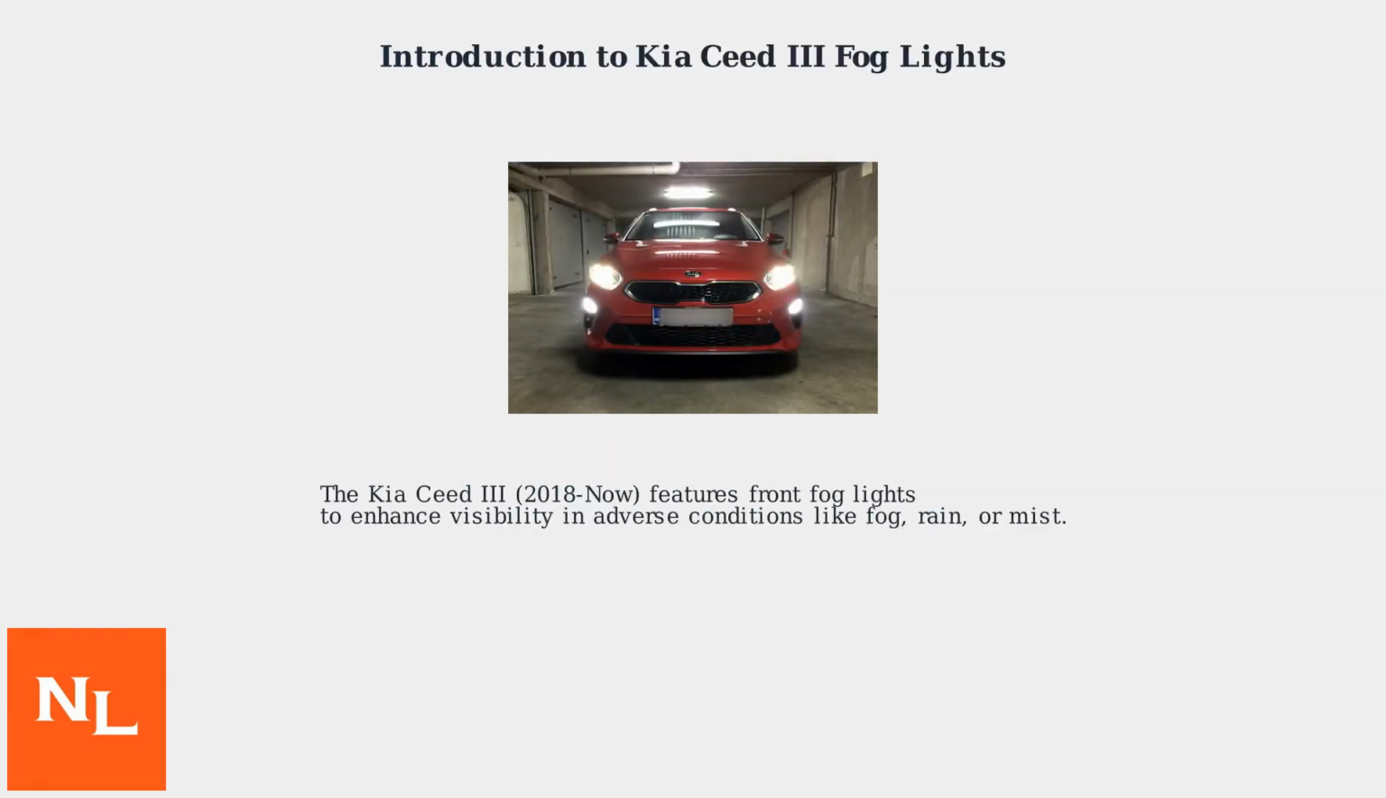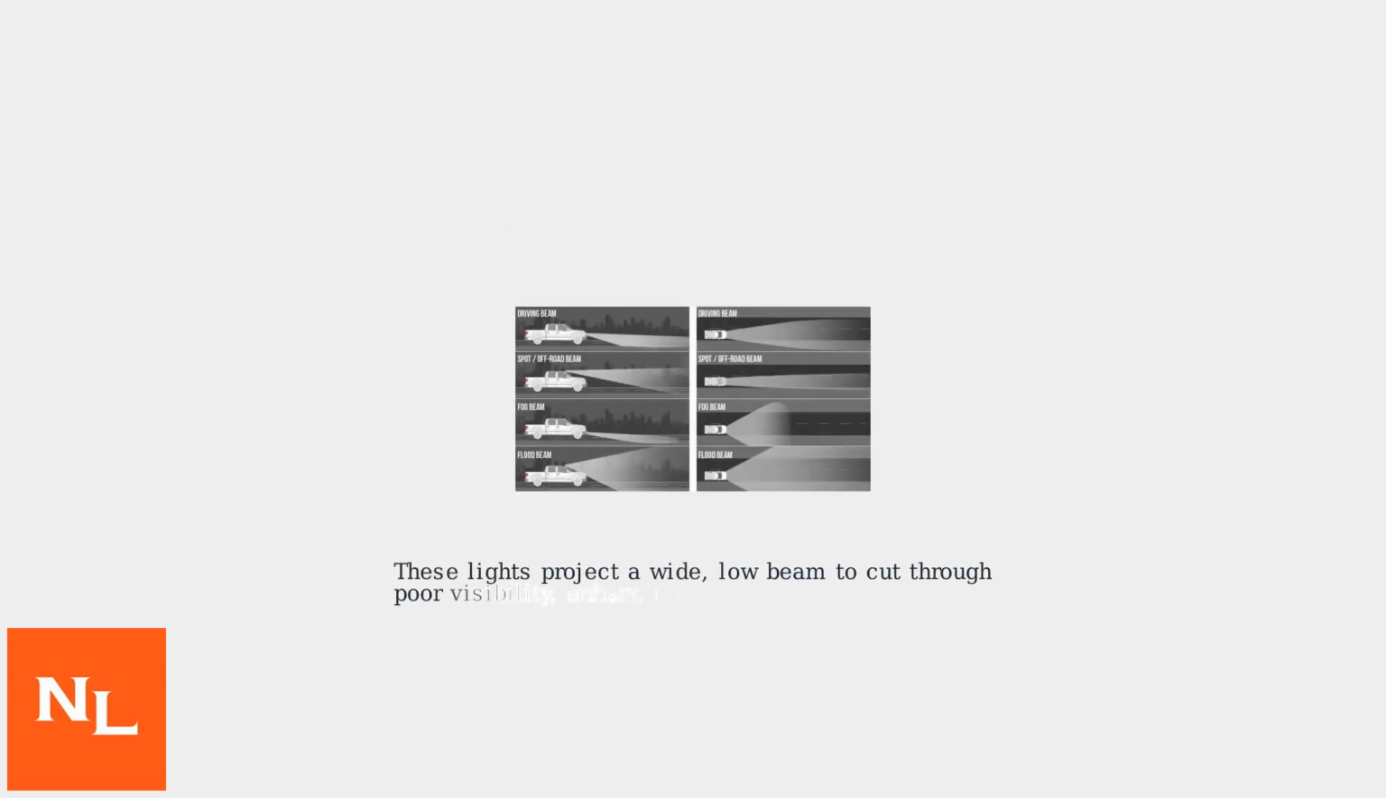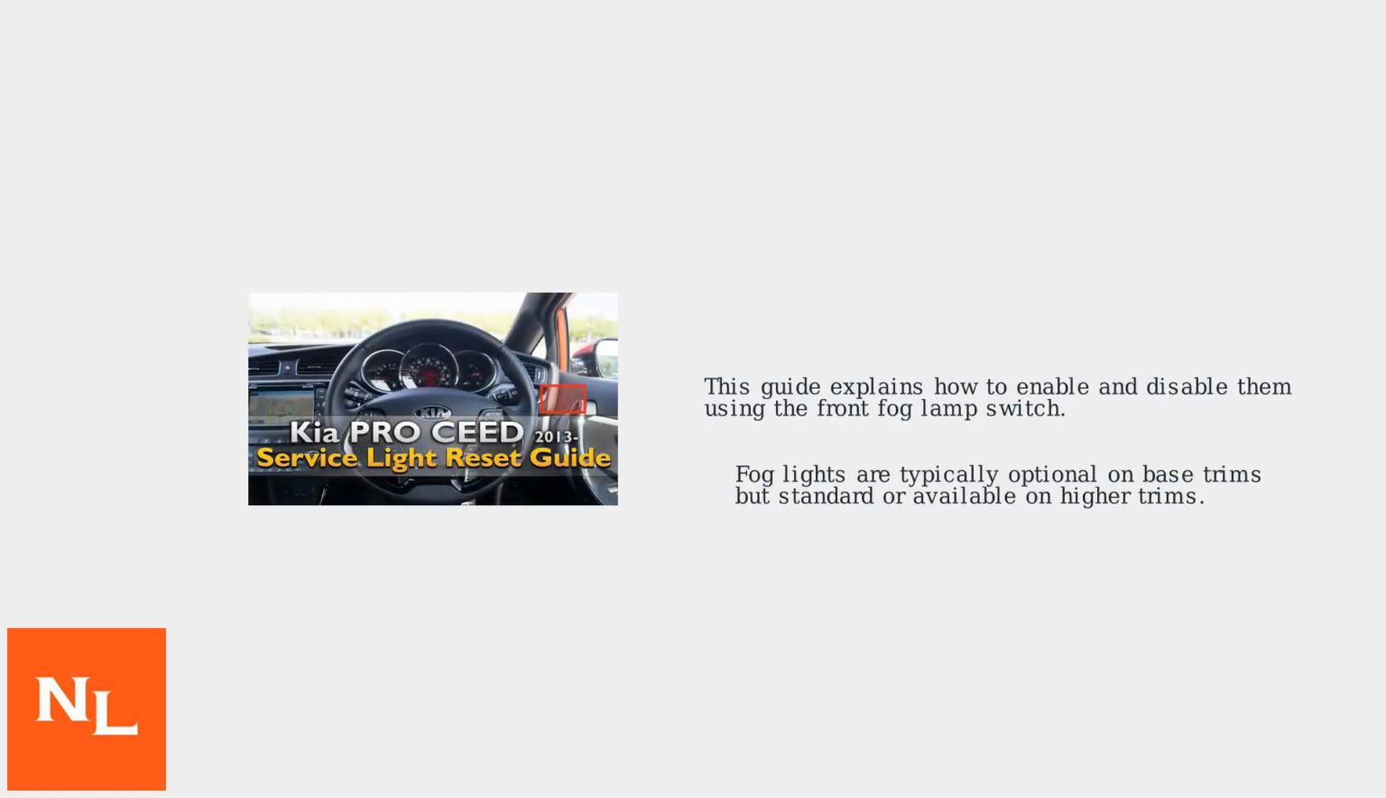The Kia Ceed III, introduced in 2018, features front fog lights designed to improve visibility in challenging weather conditions, such as fog, rain, or mist. Fog lights project a wide, low-beam pattern that helps cut through poor visibility conditions, providing better road illumination while minimizing glare for oncoming traffic. The front fog lamp switch allows you to easily enable or disable these lights.